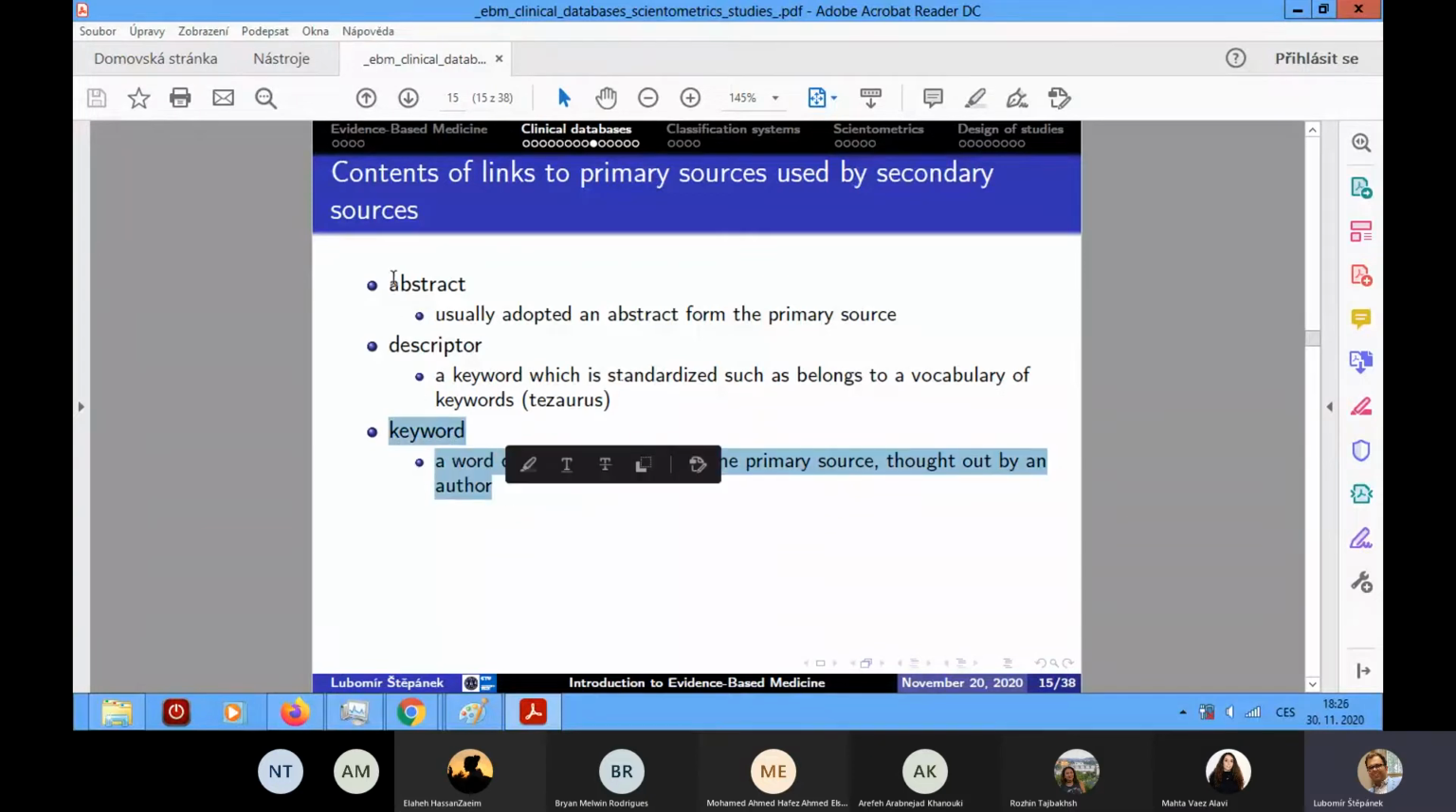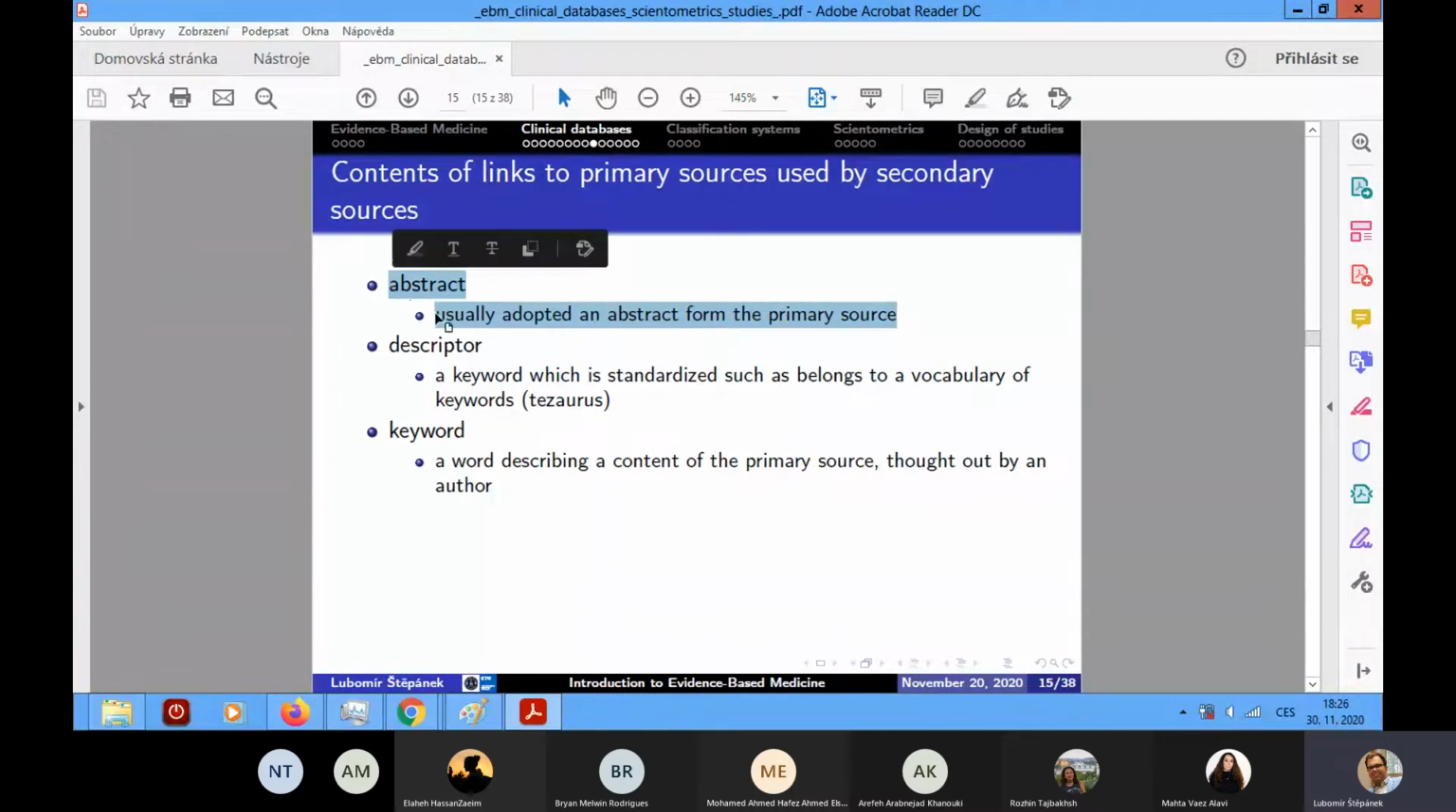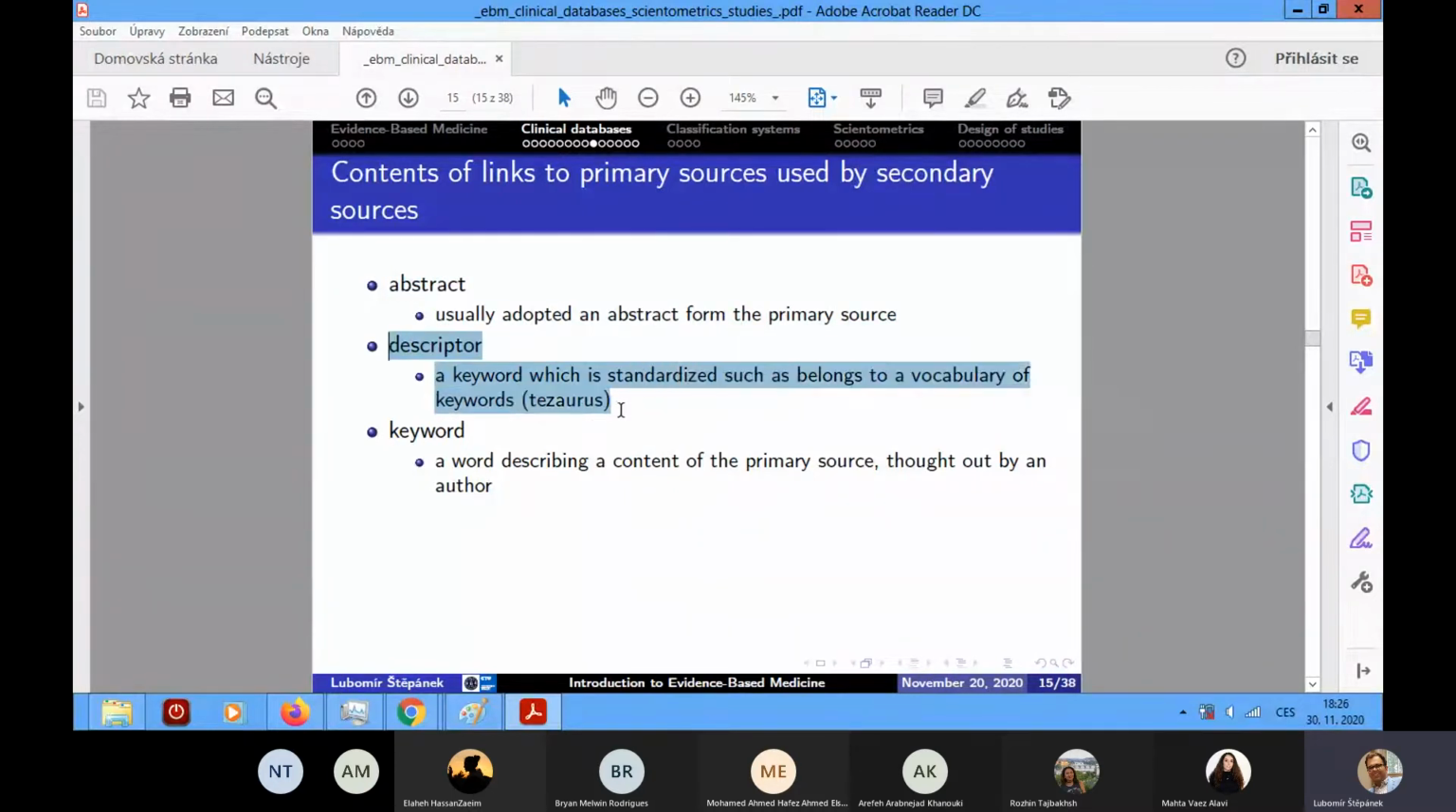So this is relatively subjective. The abstract is also subjective, but at least it's relatively fruitful. It's for example 200 words, and it should be enough to get some idea of what the primary source is about. The descriptor is a set of tags, or keywords, and the combination of descriptors can define relatively well what the primary source is about as well. It works as well.